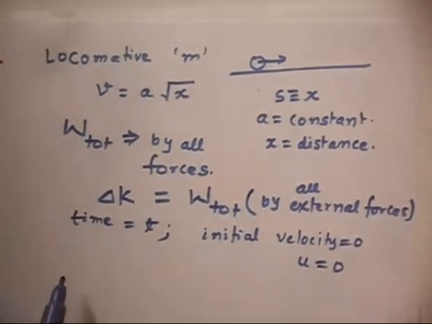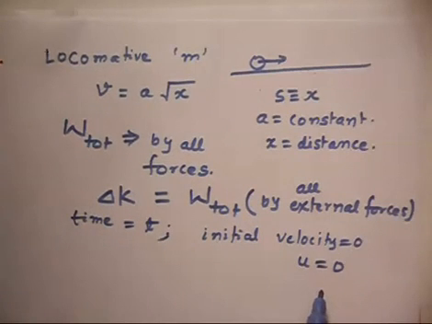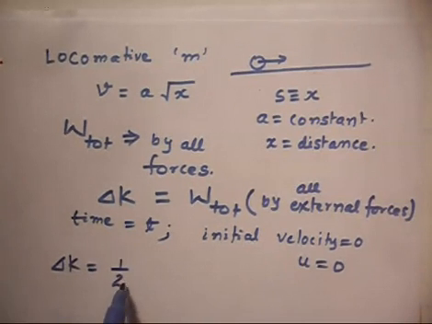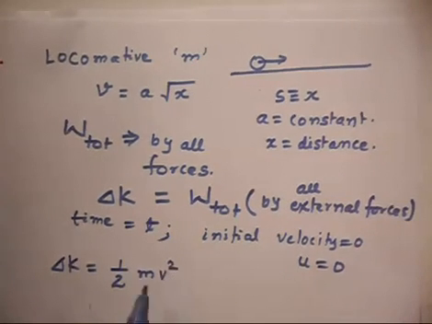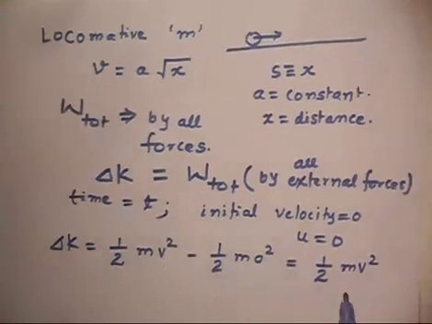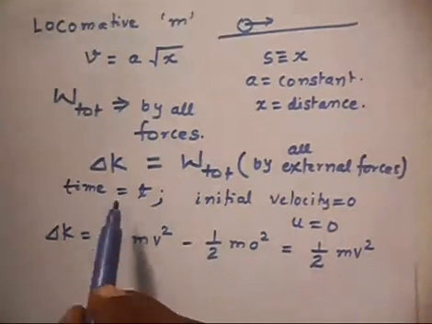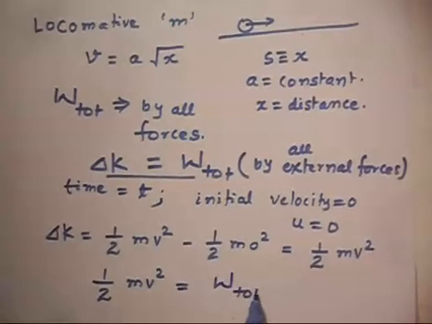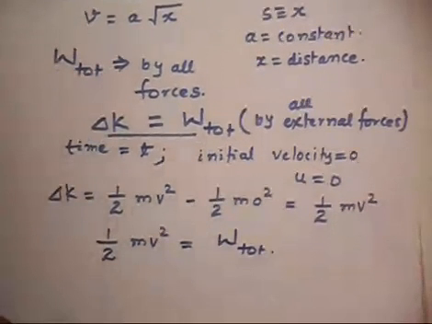Now if I apply change in kinetic energy, the initial velocity is 0, and let us say the final velocity is v. The final kinetic energy is half m v square minus the initial kinetic energy, half m u square, that is 0 square. So simply the change in kinetic energy is half m v square. Change in kinetic energy equals work done, so half m v square is equal to the total work done.